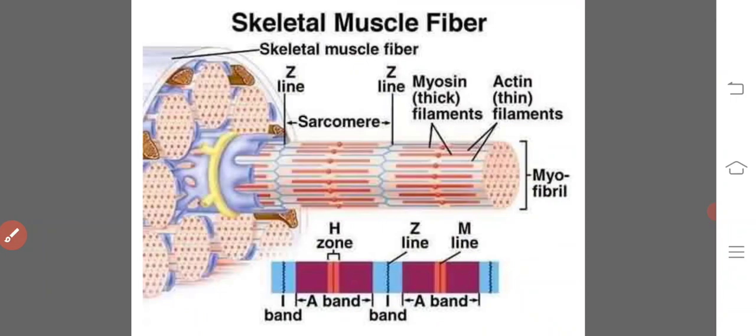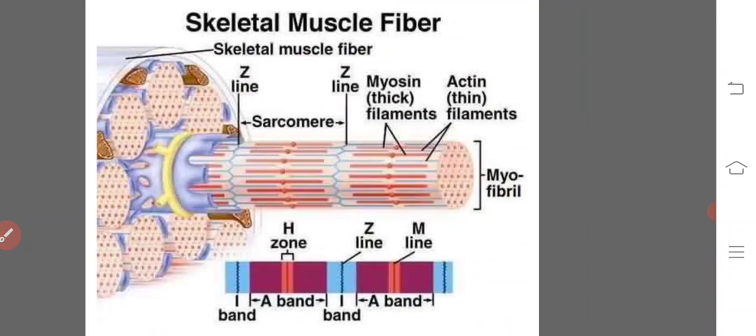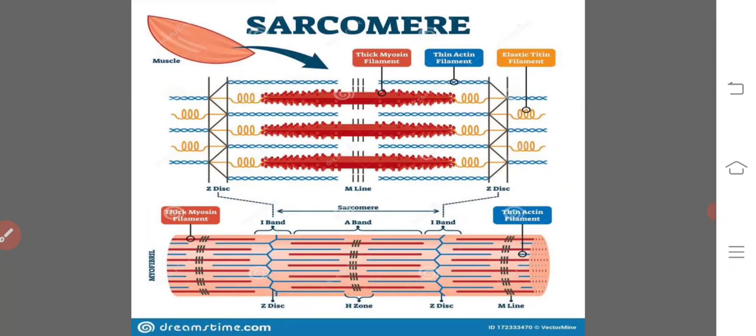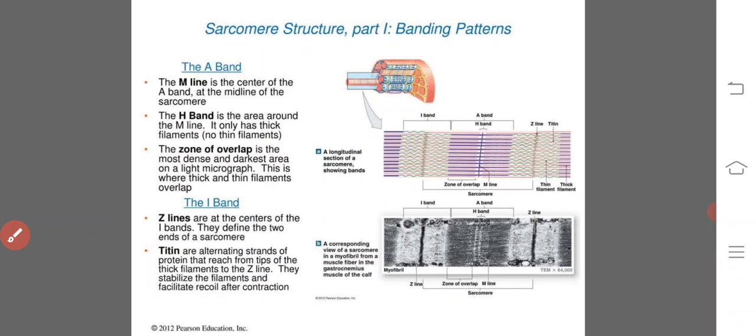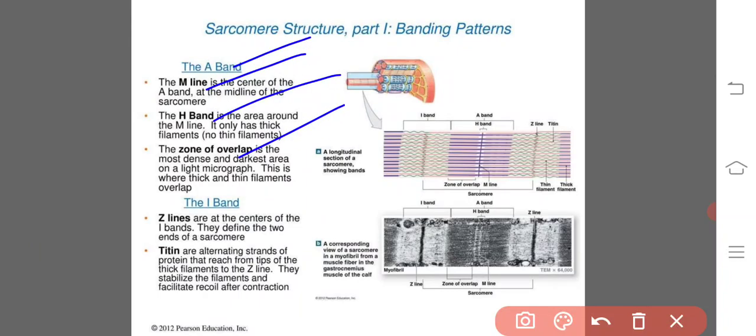So these are all the vocabulary related to the structure of the muscle fiber. So here thick myosin filaments, thin actin filaments, and here you can observe, this is a single sarcomere. This is one, this is another sarcomere, this is another sarcomere. So the A band contains the M line, H band, zone of overlapping, the I band, Z line.